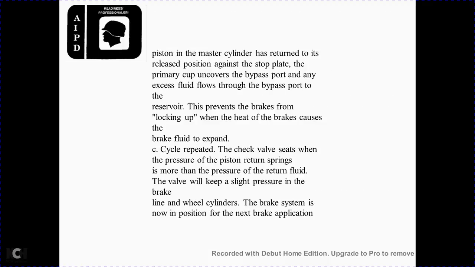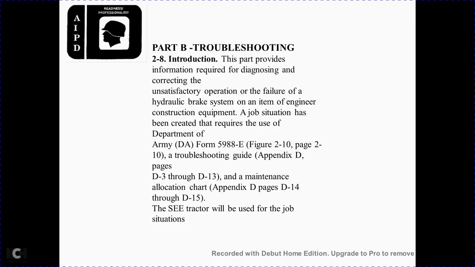When the piston of the master cylinder has returned to the release position against the stop, the primary cup uncovers the bypass port. Excess fluid flows through the bypass port to the reservoir, which prevents the brakes from locking up when heat causes the brake fluid to expand. The cycle is repeated. The check valve keeps slight pressure on the brake line to the wheel cylinder. The brake system is now positioned for the next brake application.